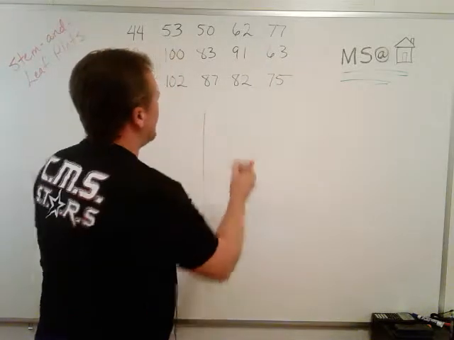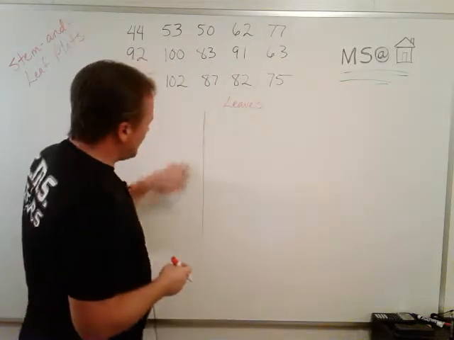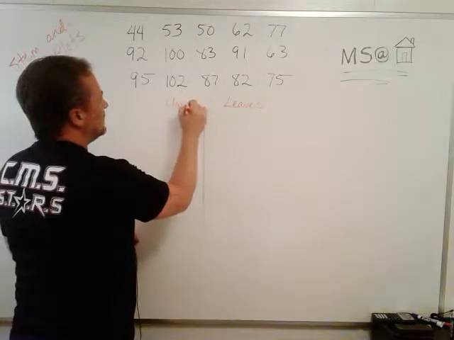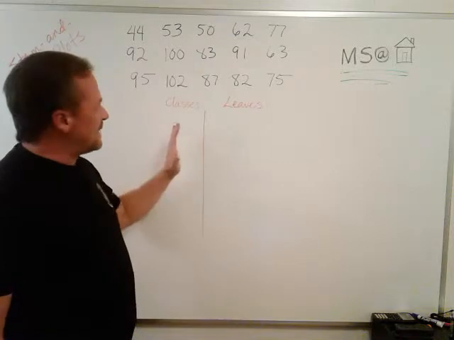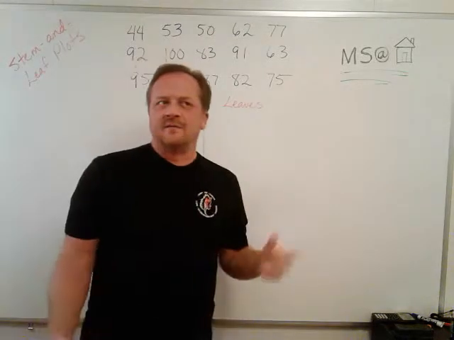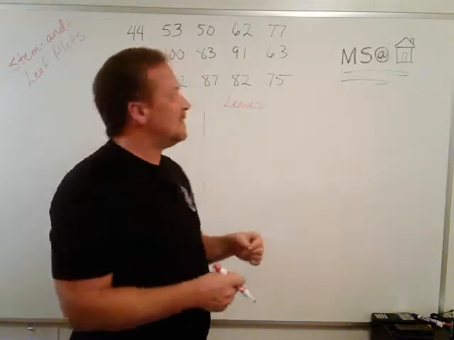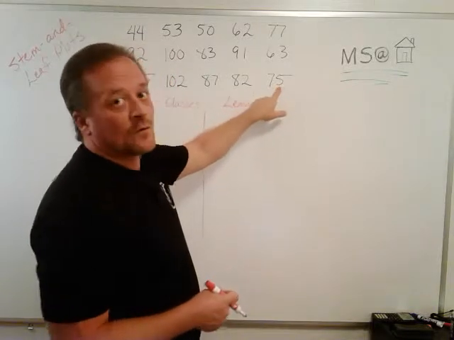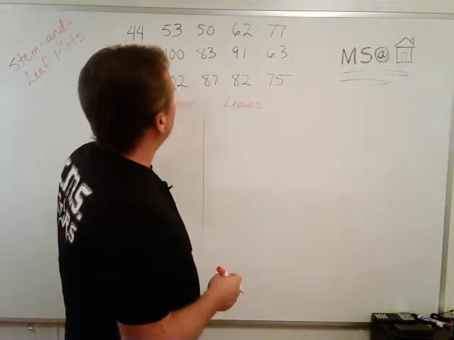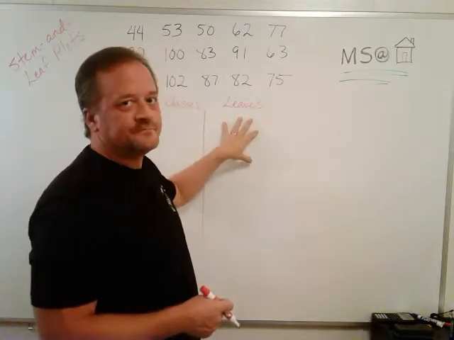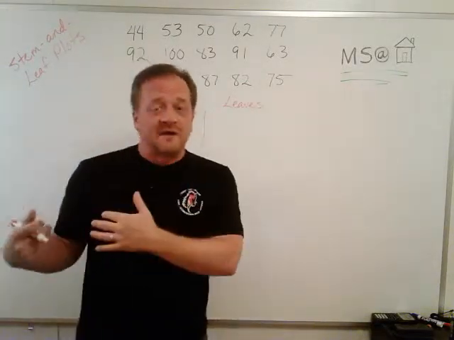Now over here is where I'm going to put my leaves, okay? Over here is where I'm going to put my classes. And I don't mean classes like math classes. I mean anything that's not a leaf. Now what is a leaf? Well, a leaf is almost always, in fact, I think it is always, the place value that's furthest to the right, okay? In other words, every single one of these data points, their ones place is going to be a leaf, okay? Classes are how I'm going to organize the other place values, okay?